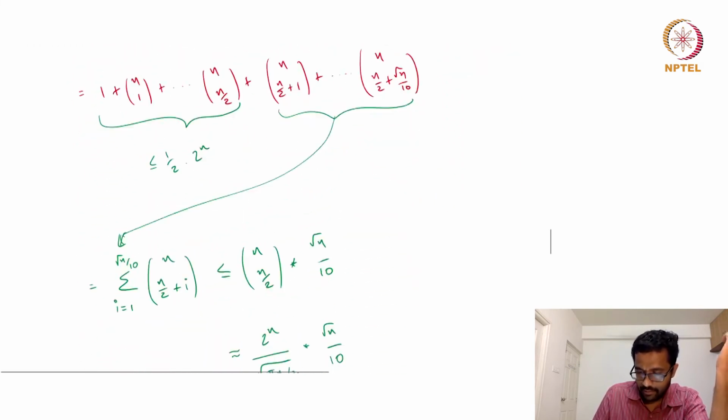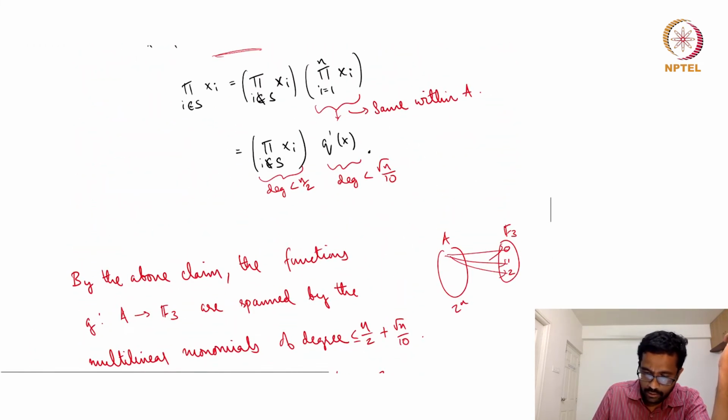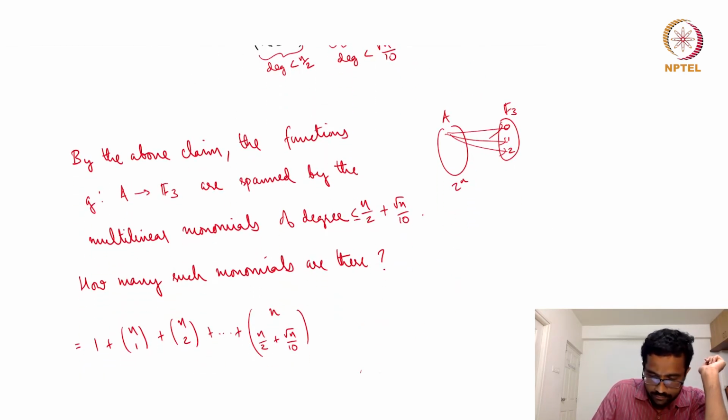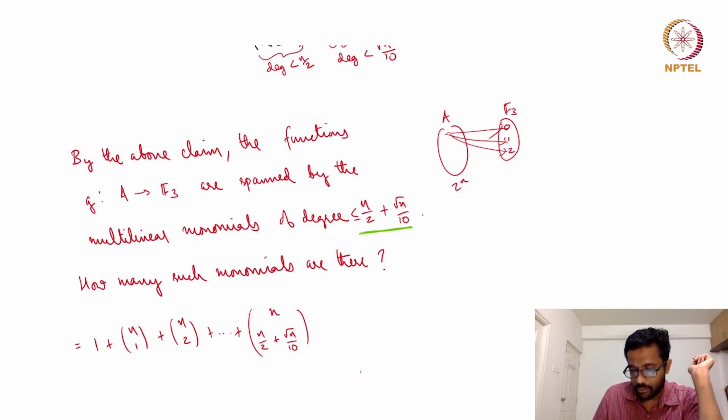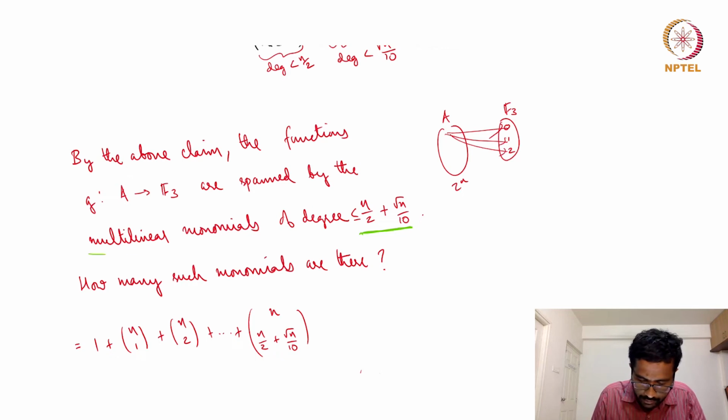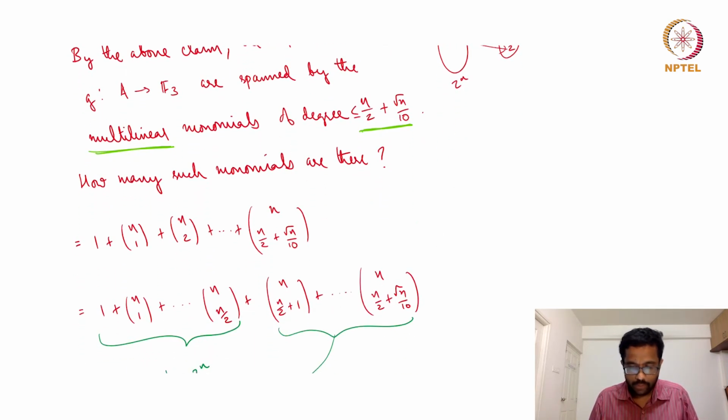Another thing that we know is that all these functions are captured by polynomials of degree at most n by 2 plus square root n by 10. Now we will just count how many such polynomials there are, and we further know that these are all multilinear as well. So how many monomials can we form of this degree? And then you could add them and all that. So we'll see how that works. How many such monomials are there?